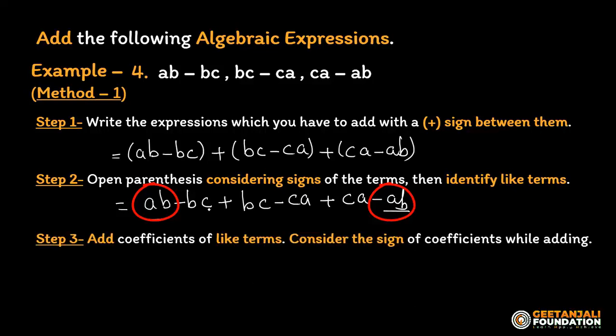AB and AB. In the next step, we add their coefficients. As we know, this is plus 1, this is minus 1. It is going to become 0. I am cancelling it out here only.